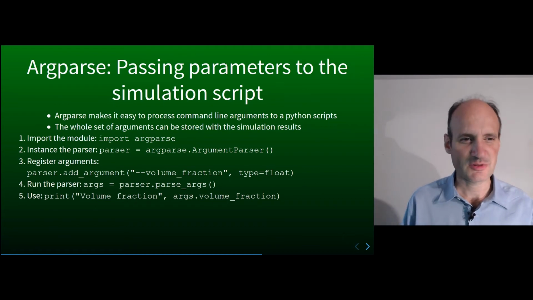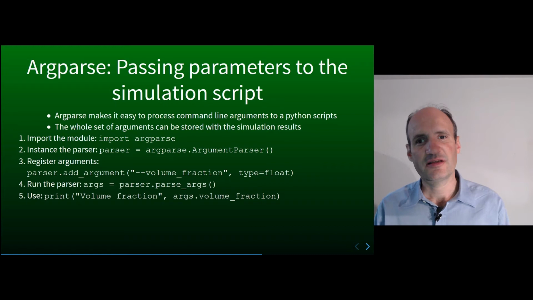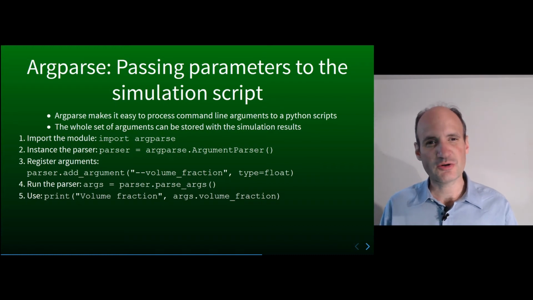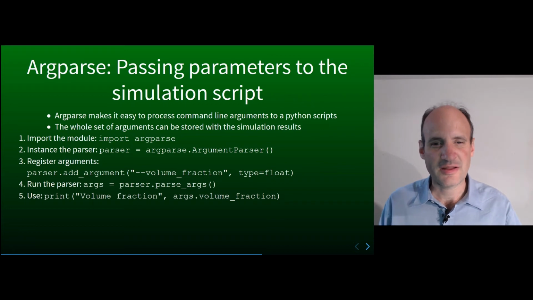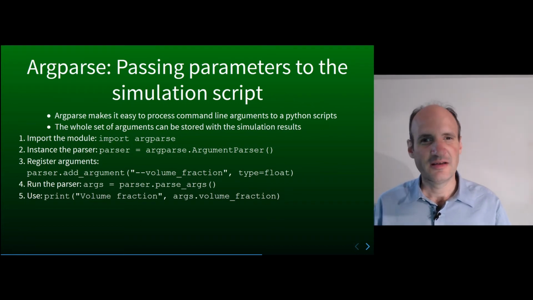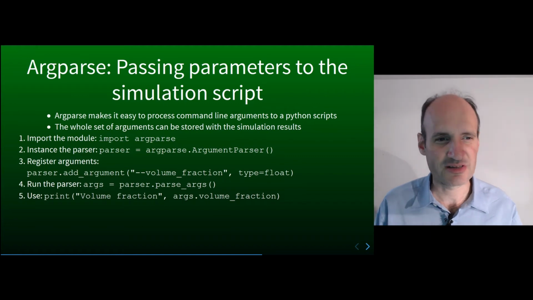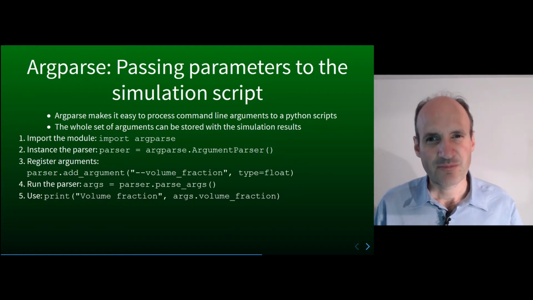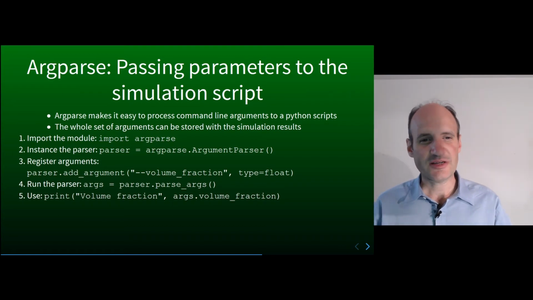So that's what I would like to show you now. Argparse is a module where you register all your command line arguments, and then it does all the handling of the command line arguments and just gives you back an object where the resulting parameters are stored in. This object you can also later simply store together with your simulation data.